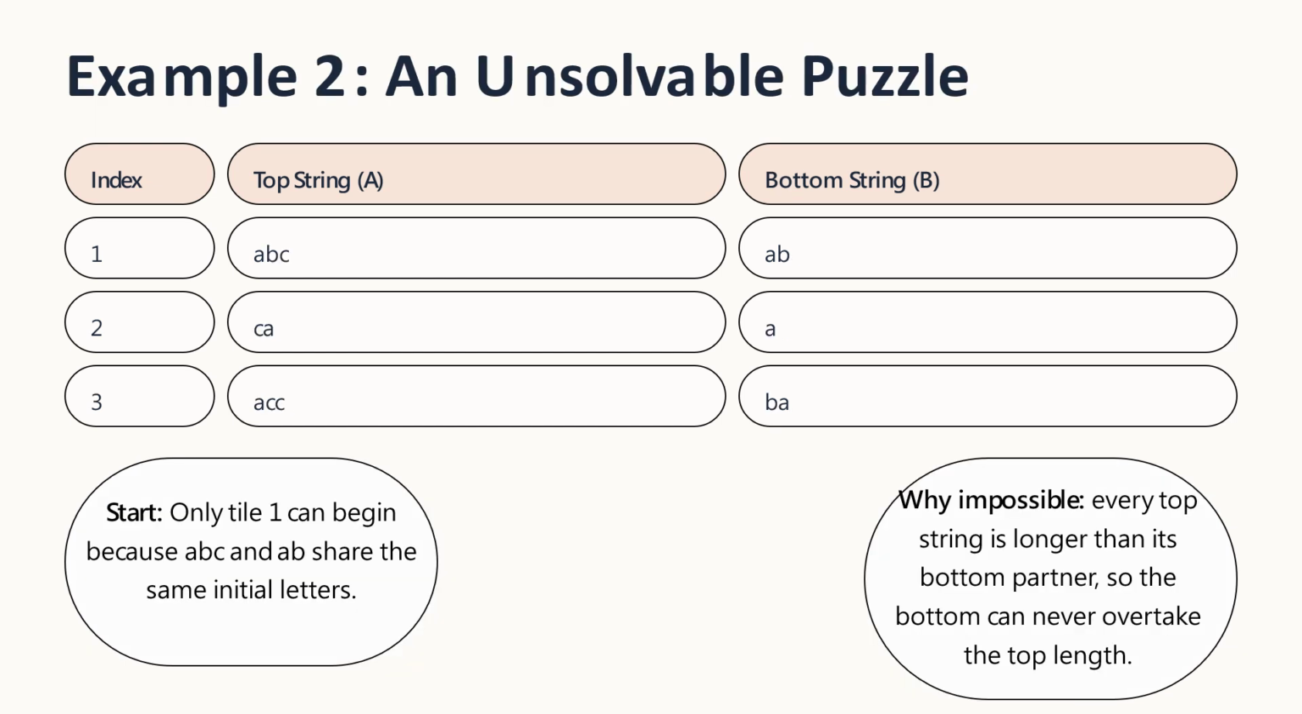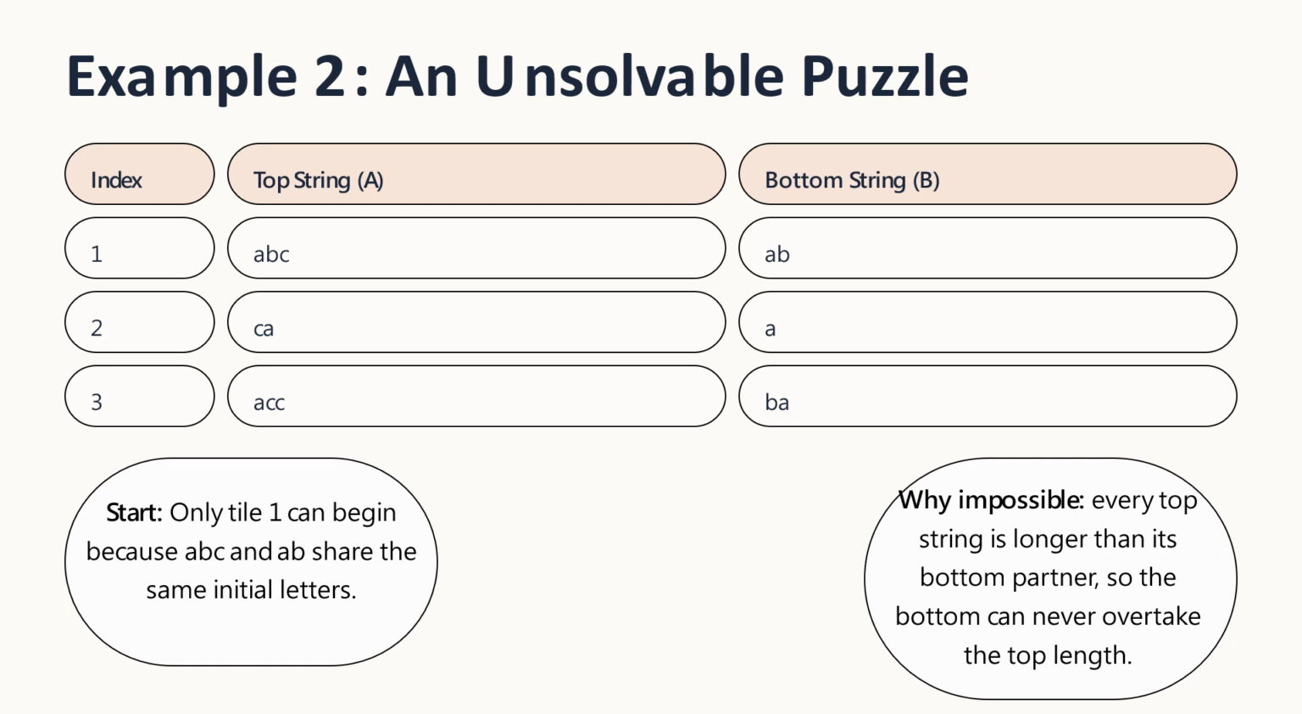Now consider another set of tiles. Tile 1 has ABC over AB, tile 2 has CA over A, tile 3 has ACC over BA. Now let us think about how a match could begin. The first tile must start with the same beginning on both top and bottom. So tile 1 is the only possible starting point because ABC and AB begin similarly. But after choosing tile 1, the top string becomes ABC while the bottom becomes AB. So now the bottom must somehow catch up by adding the missing letter C.